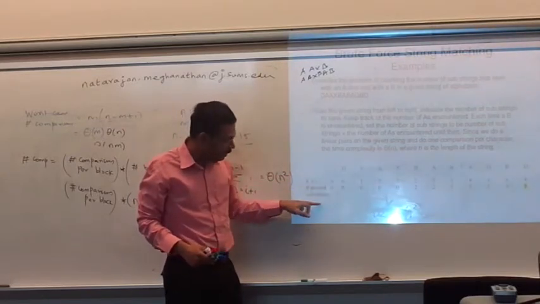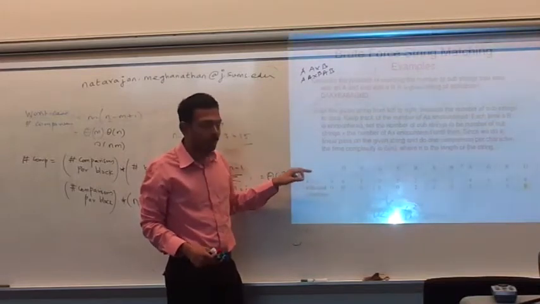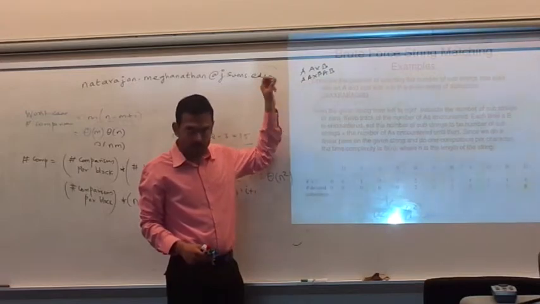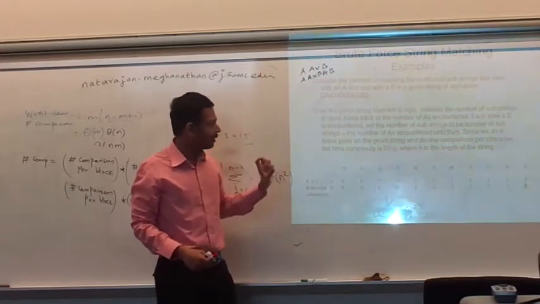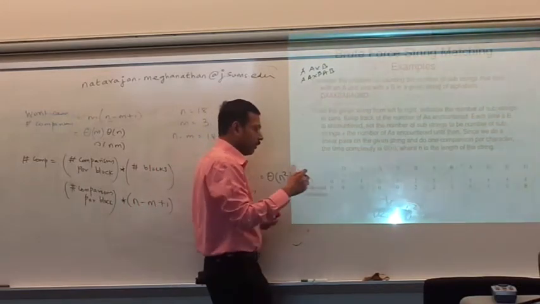Simultaneously, we are going to increment the number of substrings we have seen. When are we going to increment the number of substrings? Whenever we encounter a B. Good, because we want a substring that starts with A and ends with a B.